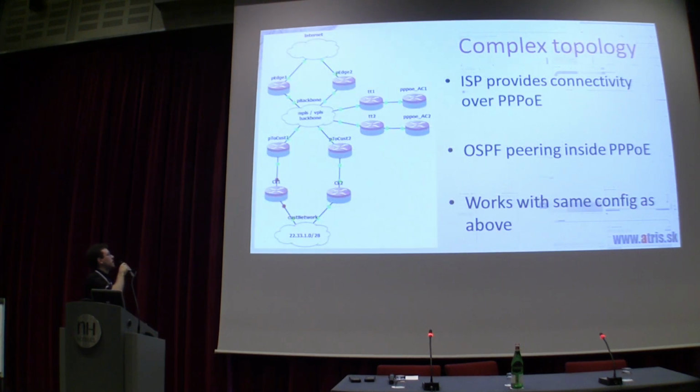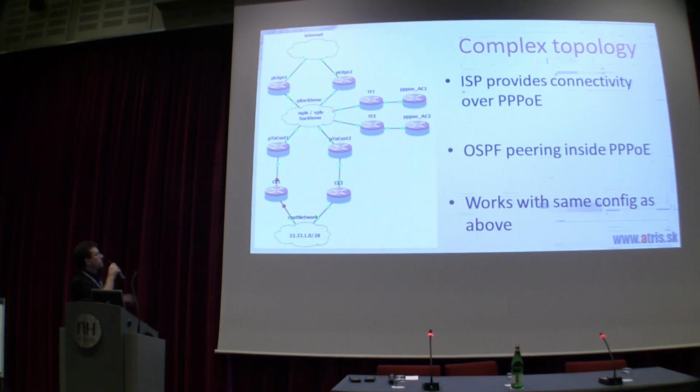So let's look at a more complex topology. In this example, an ISP would provide connectivity over PPPoE to the customer. So OSPF peering would then be established inside of the PPPoE session, and this all works with the same config as above. There are no changes to the OSPF config, really.